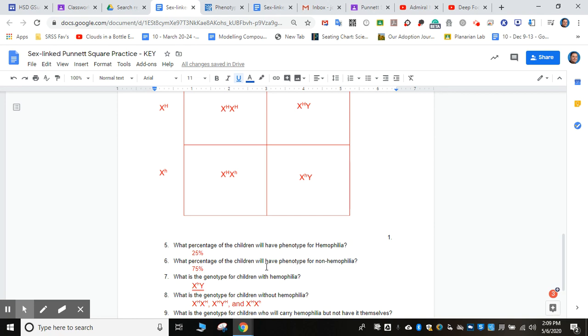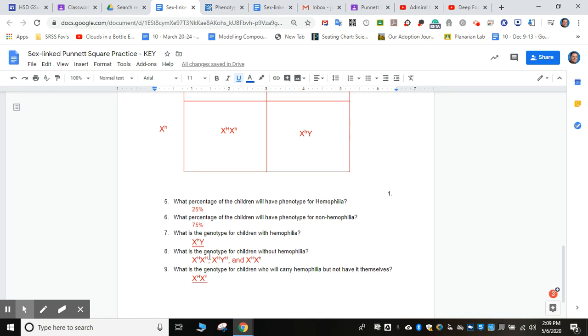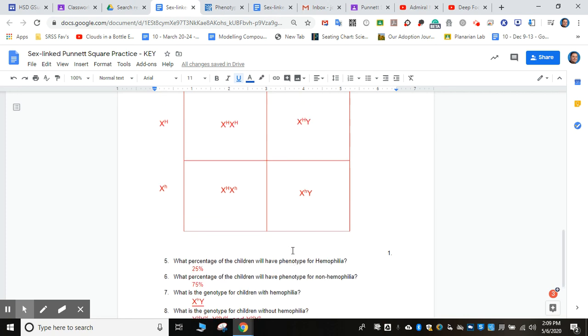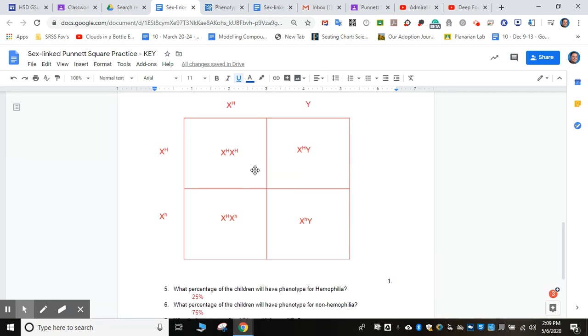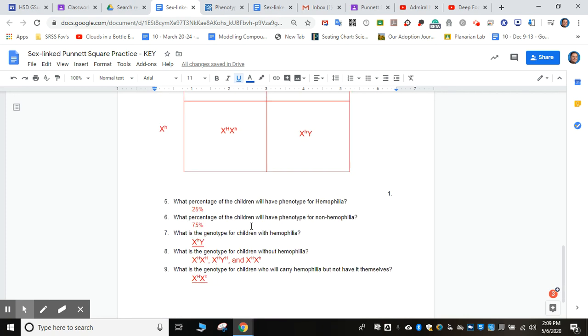What is the genotype for the children with hemophilia? The only time in this Punnett square that kids have hemophilia is a male, and that's X little h Y. What is the genotype for children without hemophilia? Well, here are the children without hemophilia. We already saw that one here for the phenotype, so now we're going to put it down here for the genotype. So these are the 3 genotypes that would be without hemophilia.